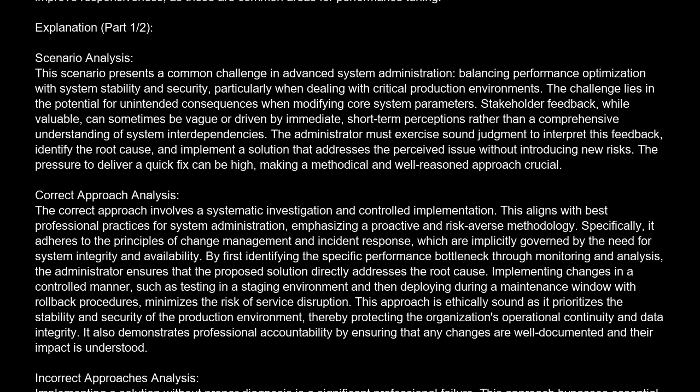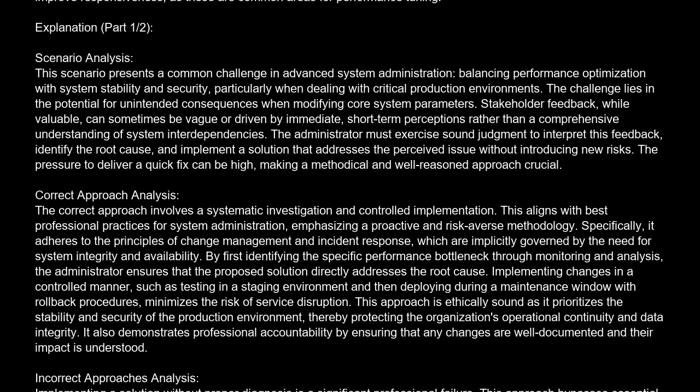Stakeholder feedback, while valuable, can sometimes be vague or driven by immediate short-term perceptions rather than a comprehensive understanding of system interdependencies. The administrator must exercise sound judgment to interpret this feedback, identify the root cause, and implement a solution that addresses the perceived issue without introducing new risks. The pressure to deliver a quick fix can be high, making a methodical and well-reasoned approach crucial.